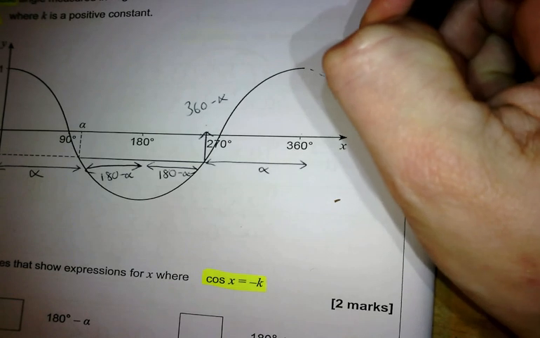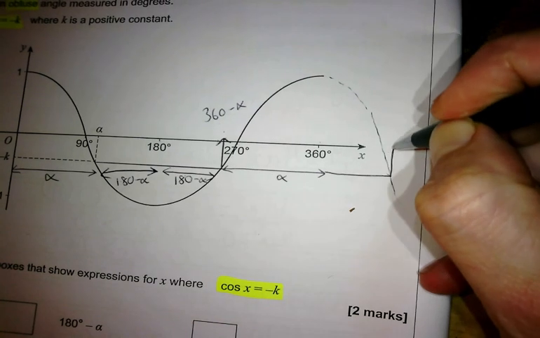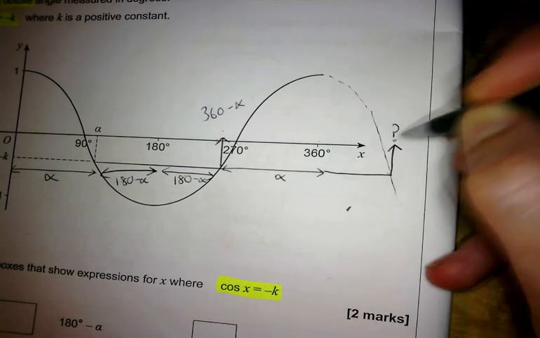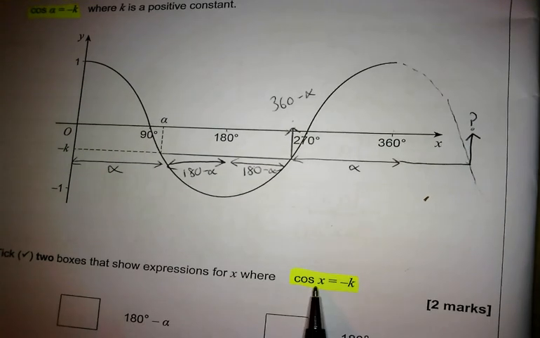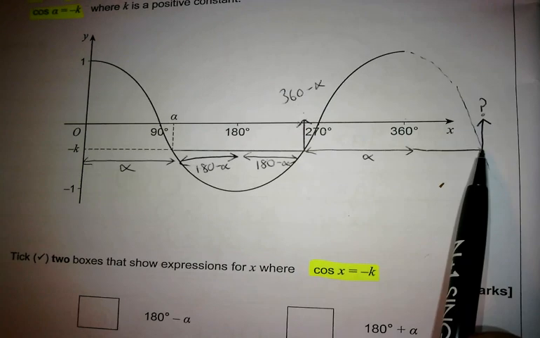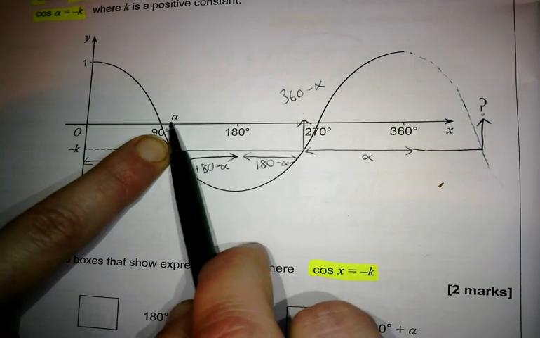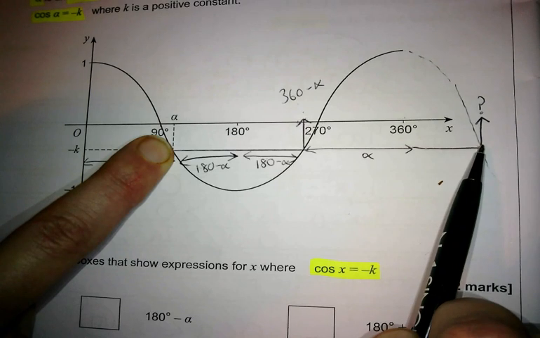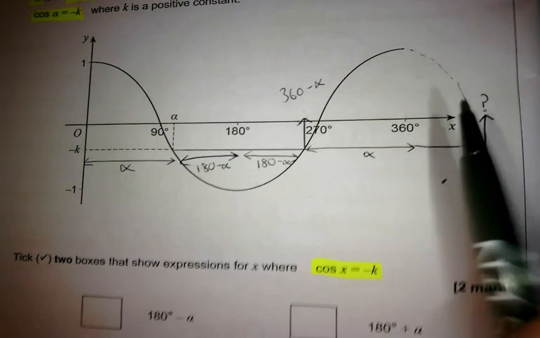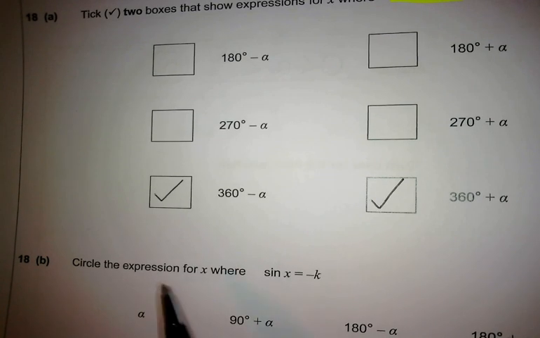I'm going to continue my graph, and I'll get another angle over here for which cos of this angle will also be negative k. This angle is just a repeat of this angle, so it's this plus, I've done another full cycle, so it's alpha plus a full cycle, which is 360. So this angle is going to be alpha plus 360, or 360 plus alpha, so that's this one here. You would get 1 mark for each of those, identifying each of those.